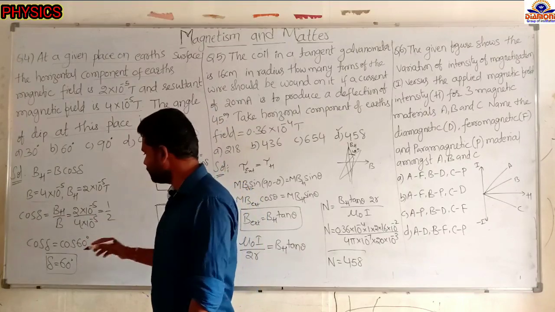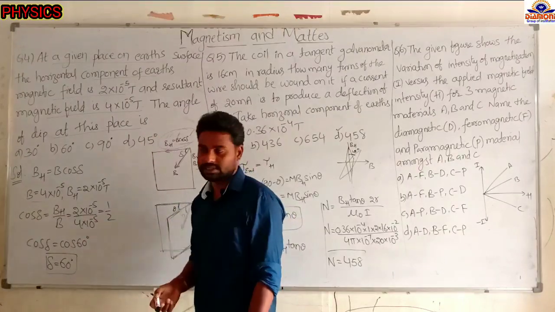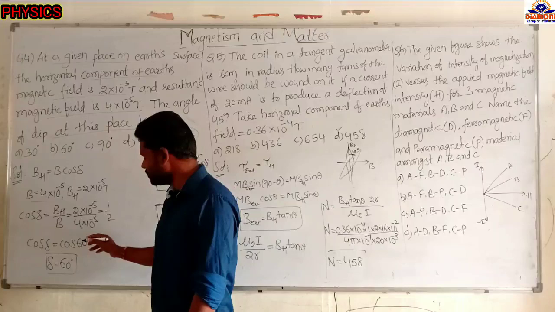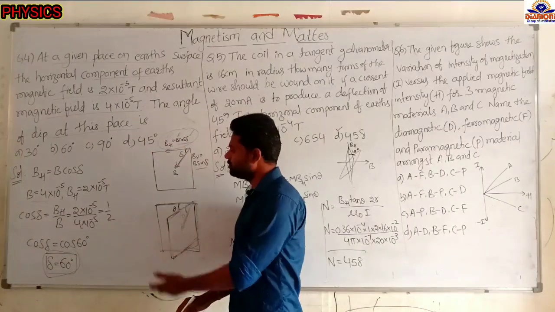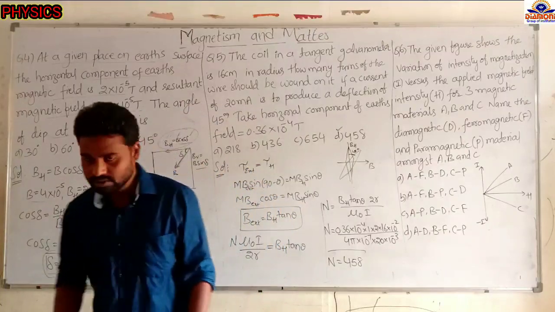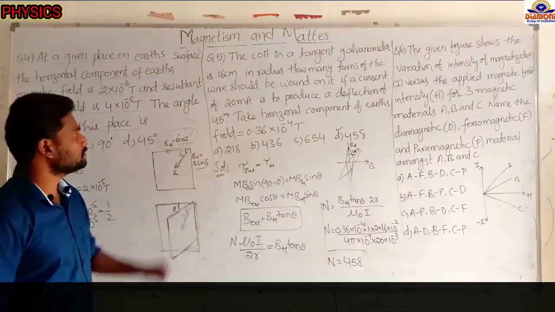So cos of 60 degrees is 1 by 2. From this, δ equals 60 degrees, which is the angle of dip or angle of inclination. In this way we have to solve the problem. Next, see the next question.